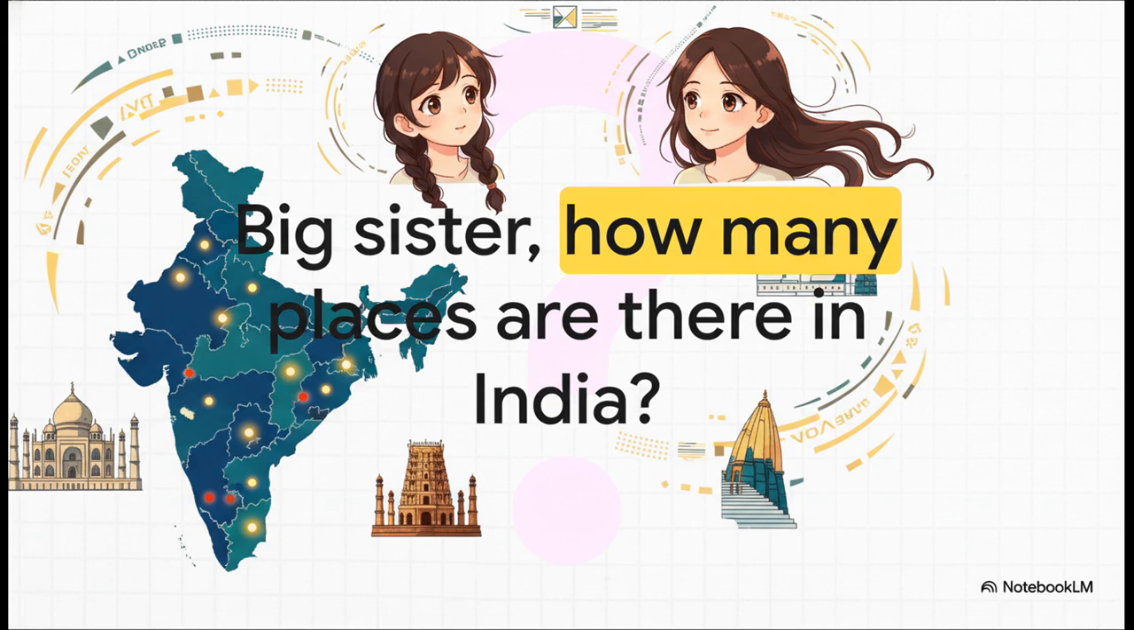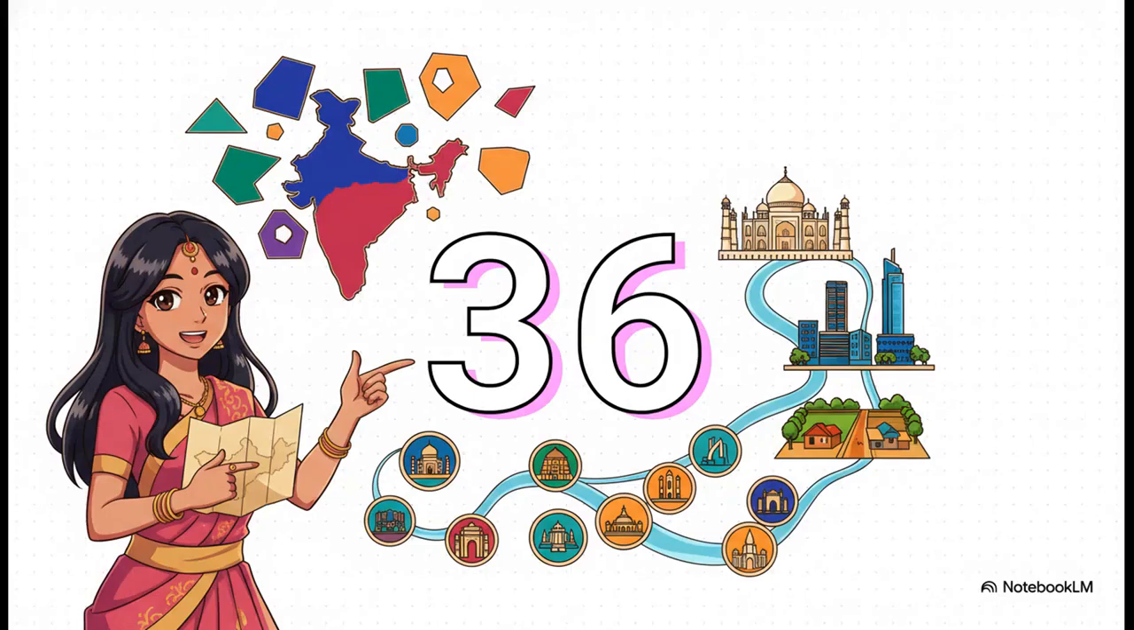Such a simple question, right? But the answer? Wow. It opens up the incredible structure of the entire country. So, Anshika smiles and gives her just one number, 36. Now, at first, it's just a number, isn't it? But that number, 36, is everything. It represents the total count of states and union territories in India. So, what exactly does that mean?